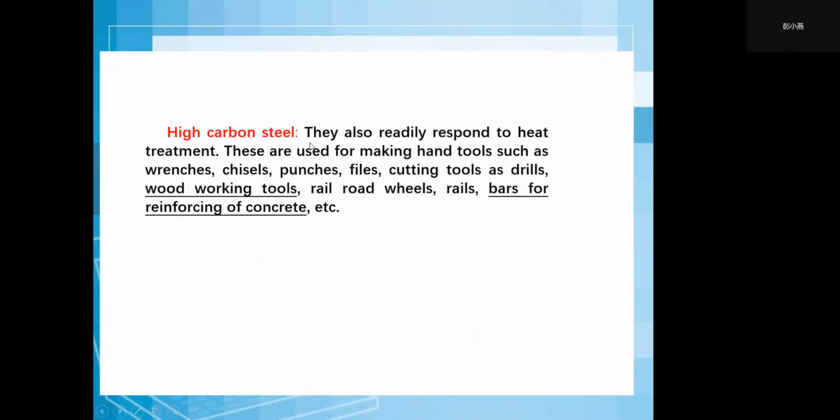And high carbon steel is used for making hand tools such as this. The carbon content of high carbon steel is from 0.6% to 1.7%.